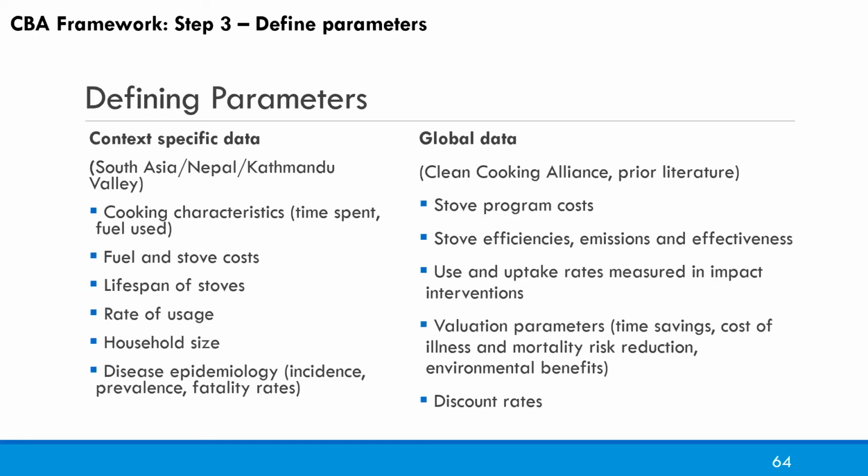Next slide. The cost-benefit model used secondary data to supplement our non-random sample of surveys targeted specifically at households in areas that use a mix of traditional and clean cooking fuels. We were able to get context-specific data for parameters such as stove and fuel costs, lifespan of stoves, and household size. But for many others, we used global data such as stove efficiencies, uptake rates, and valuation parameters.